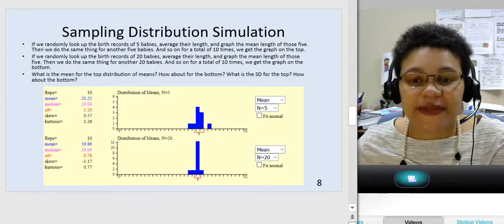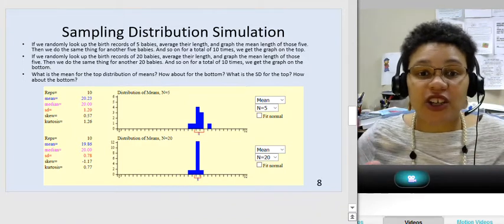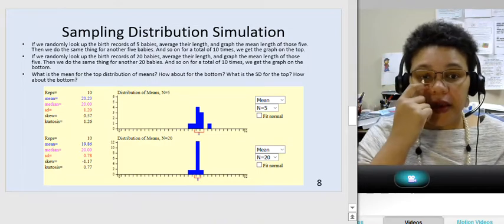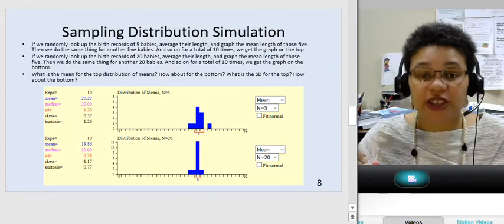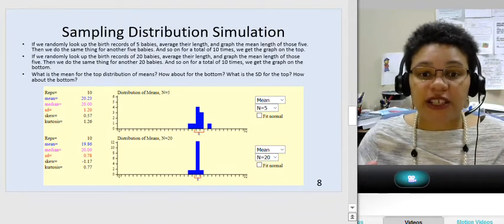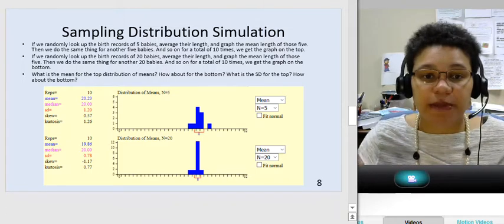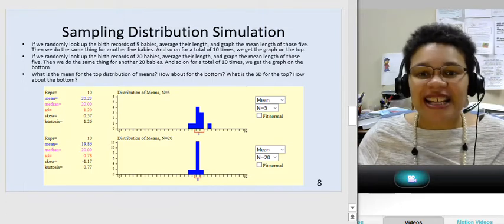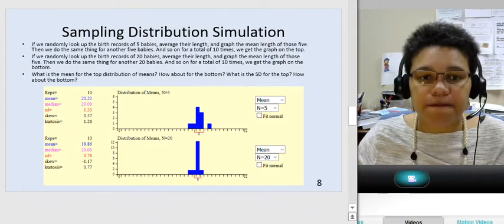Now, we did it 5 times before. Let's say we do it 10 times, where we're drawing these samples. If we randomly look up the birth records of 5 babies, average their length, and graph the mean length of those 5, and then do the same thing for a total of 10 times, we get the graph on the top. If we randomly look up the birth records of 20 babies, average their length, and graph the mean length of those 20, then we do the same thing for another 20, and so on for a total of 10 times this time, we get the graph on the bottom.